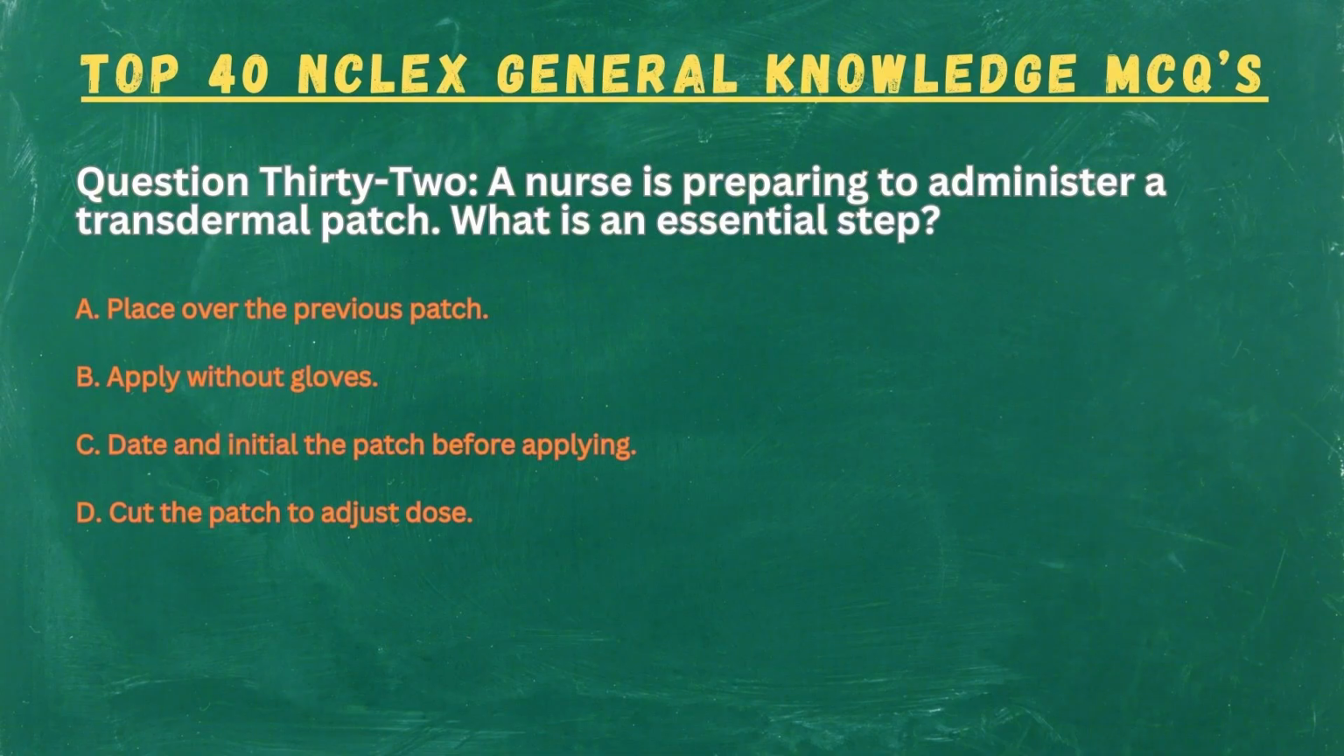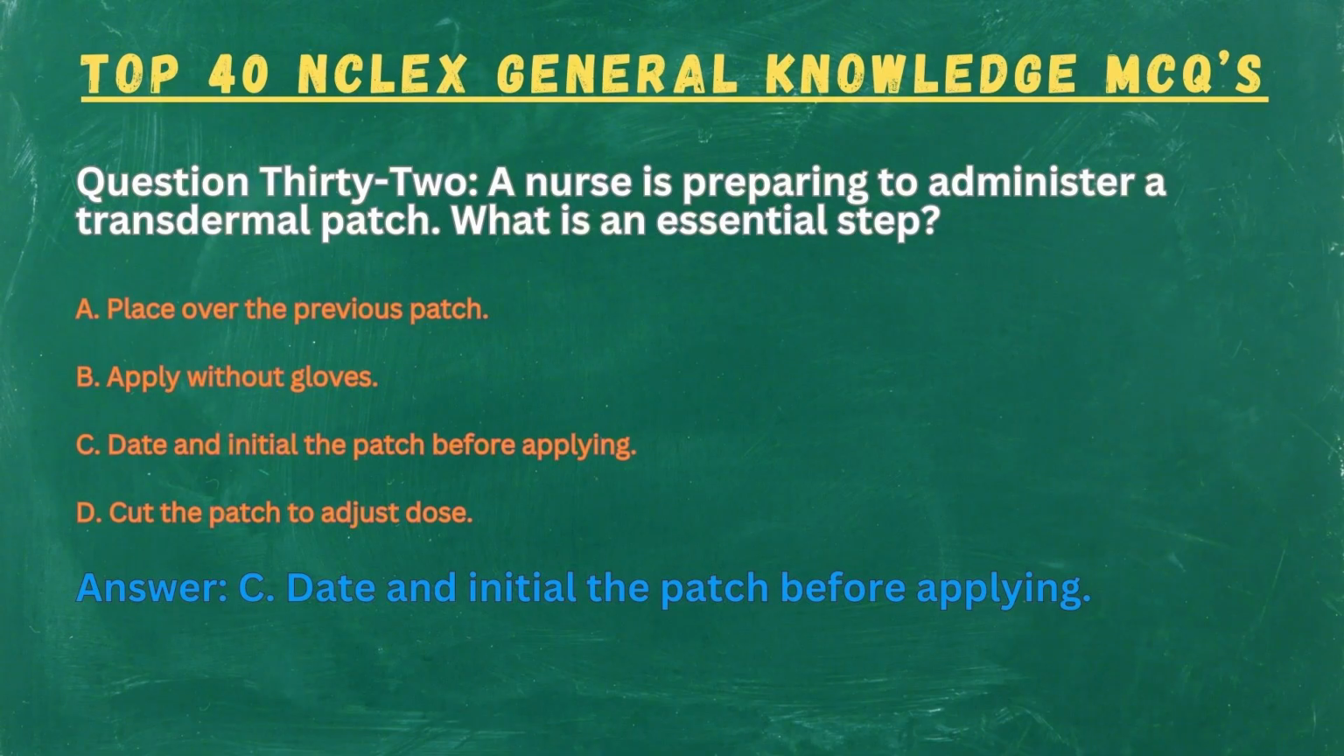Question 32. A nurse is preparing to administer a transdermal patch. What is an essential step? A. Place over the previous patch. B. Apply without gloves. C. Date and initial the patch before applying. D. Cut the patch to adjust dose. Answer: C. Date and initial the patch before applying.